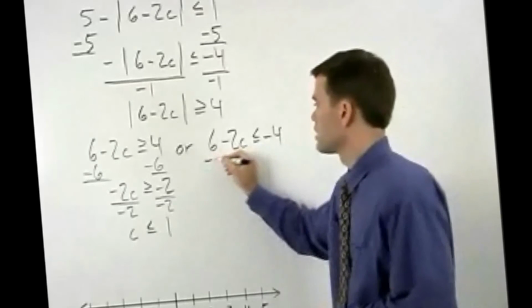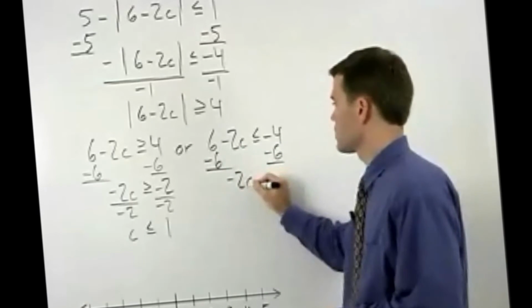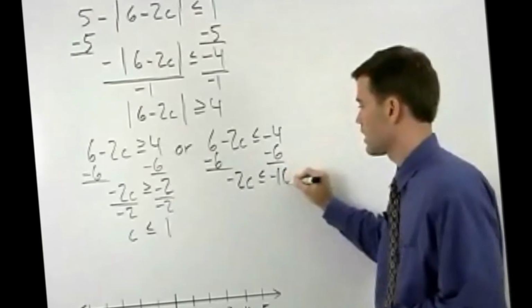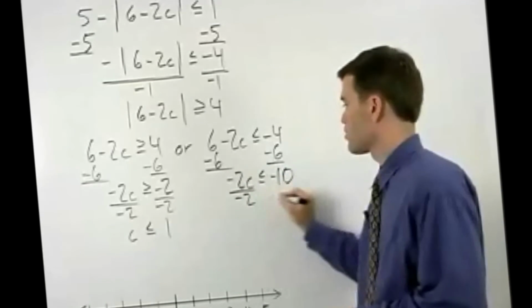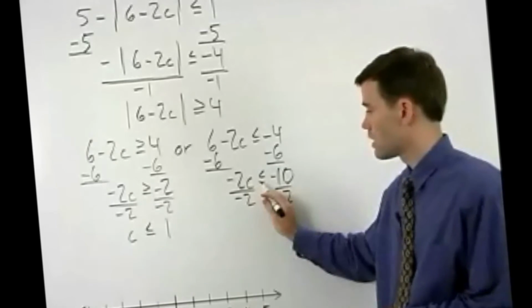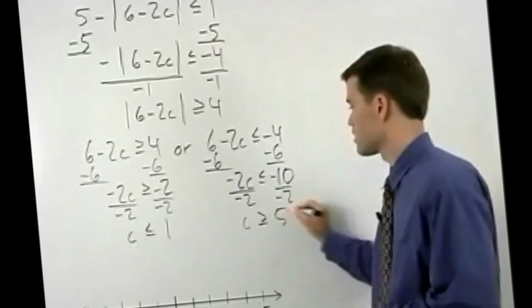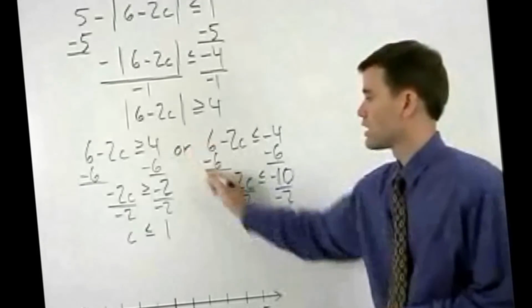On the right, subtract 6 from both sides to get negative 2c is less than or equal to negative 10. Divide both sides by negative 2. Again, switch the direction of the inequality sign to get c is greater than or equal to 5. Bring down the or.